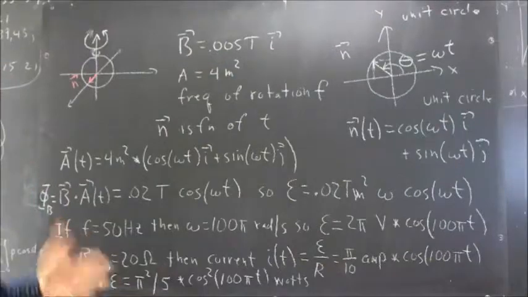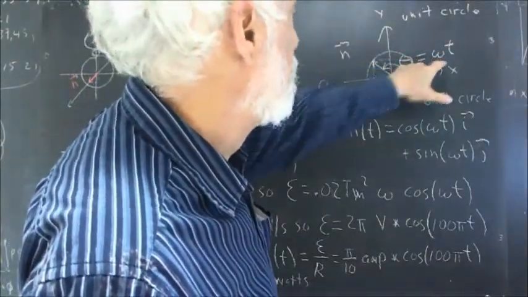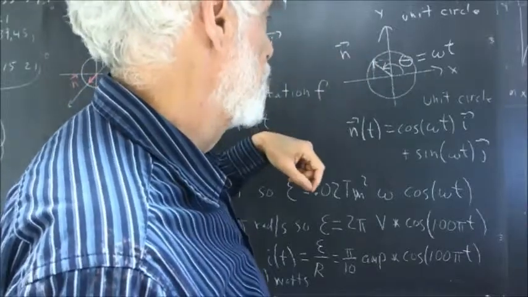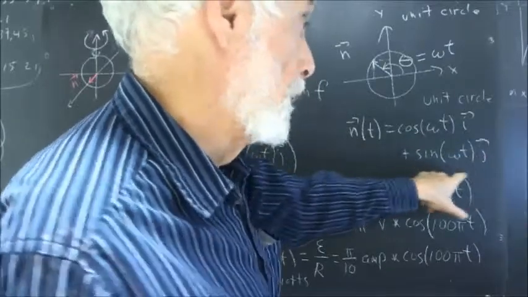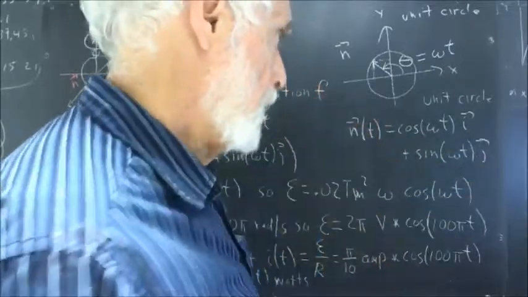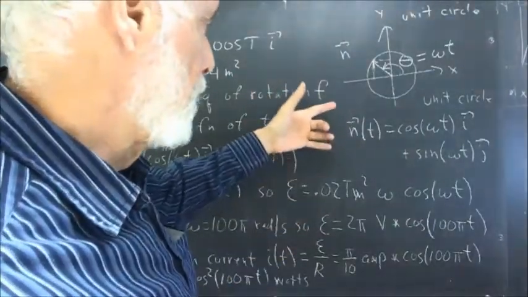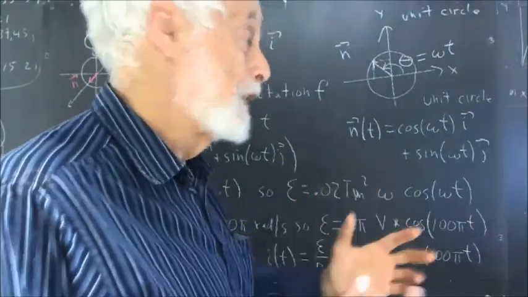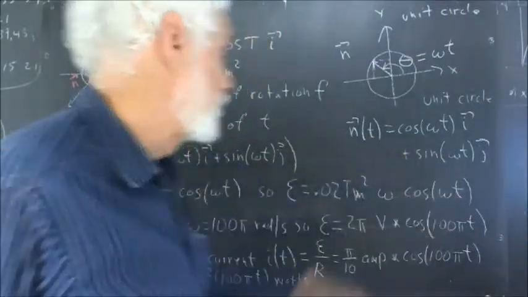It's the loop that's rotating, and the orientation of the circle with respect to the fixed magnetic field that produces the changing flux. Okay, if the normal vector is here at angle theta equals omega t, then what are the components of the normal vector? Well, it's the cosine of the angle times i plus the sine of the angle times j, and that should be second nature understanding. You should understand that immediately. If you don't, give it more thought. It needs to become that way. So that's the normal vector as a function of time.